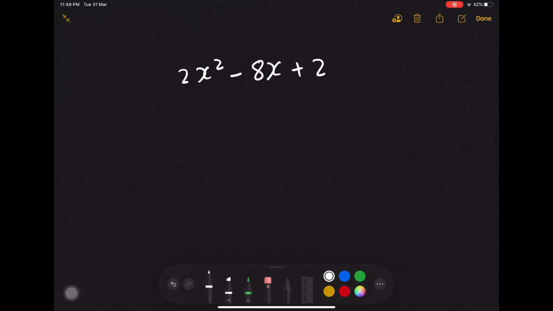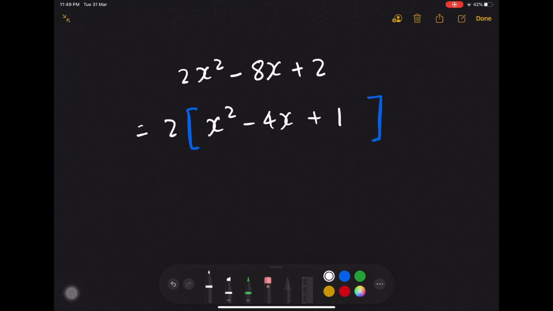Whenever you have a coefficient of x squared, you're not going to complete the square like the one we went through before. The first thing you need to do is to take out the 2. You need to factorize out 2 to make sure that the coefficient of x squared is 1. So we take out 2, and we put a square bracket. So we have x squared minus 4x plus 1.